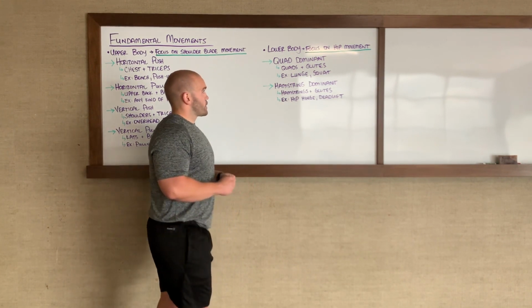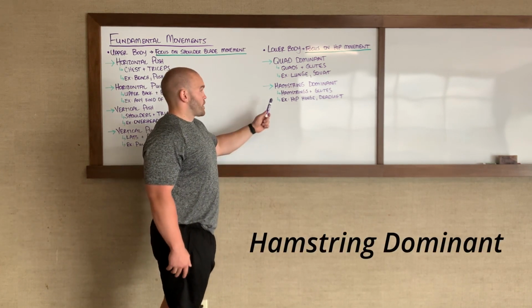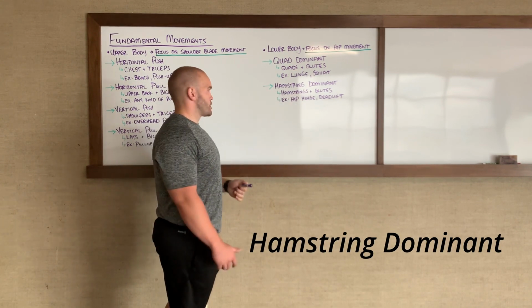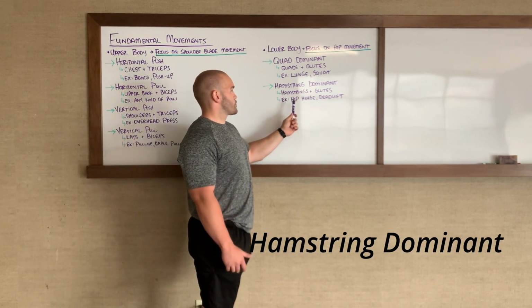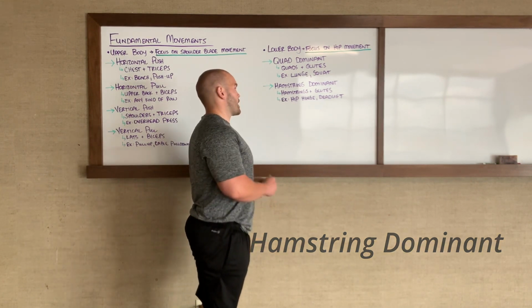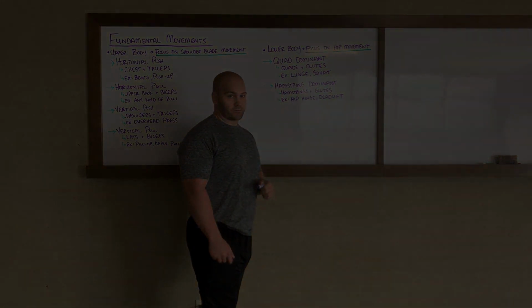And then the other category for lower body is hamstring dominant movements. For that, you're going to be predominantly using your hamstrings and again your glutes because they also work synergistically. An example of that would be a hip hinge or an RDL, you might know it like that, or most types of deadlifts.